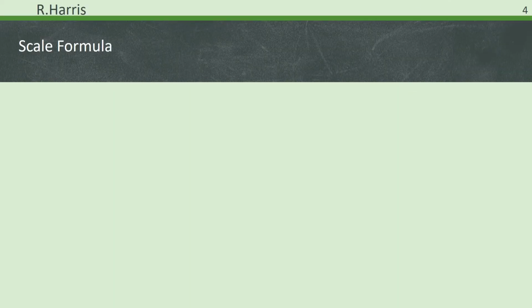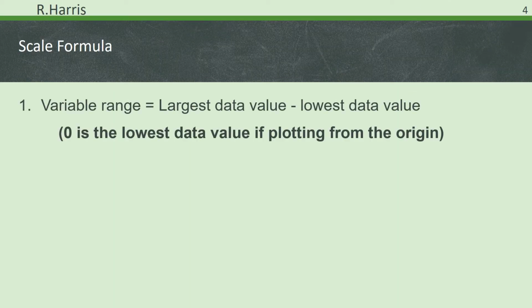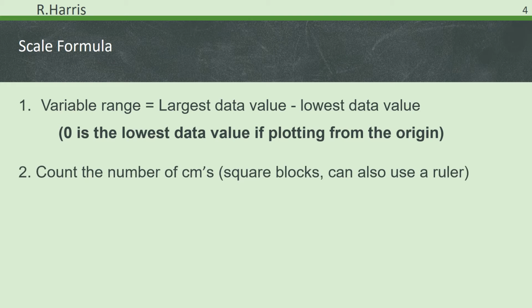The first thing to do is to determine the variable range. This is calculated by taking the largest data value in the table and subtracting the lowest data value. For the beginning stages of plotting, the focus will be on plotting from the origin. This means that the lowest data value will always, keyword always, be 0 regardless of what you observe in the table. The next step is to count or measure the number of centimeter blocks. This concept will be shown in detail later on in the video.